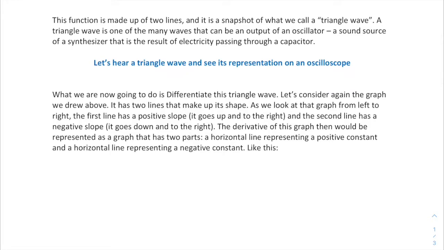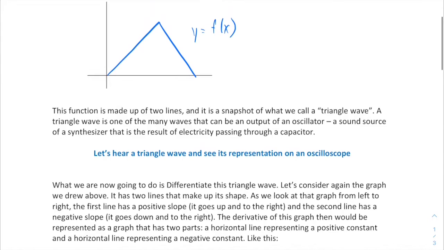Let's consider again the graph that we drew above. It has two lines that make up its shape. As we look at that graph from left to right, the first line has a positive slope. It goes up and to the right. And the second line has a negative slope. It goes down and then to the right.